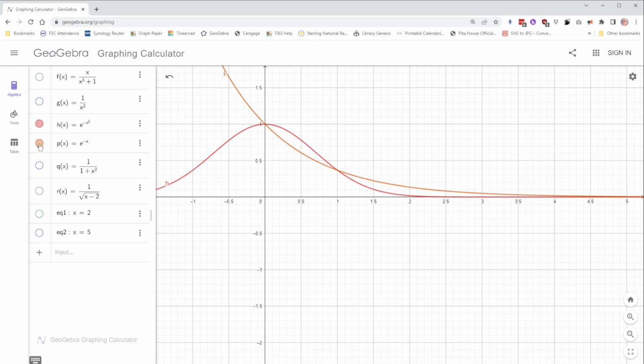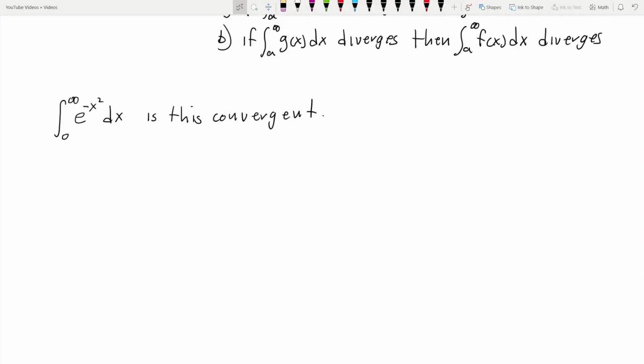Okay. All right, so I don't know if we did this one in the earlier video. I'll do it again just in case. But take a look at e to the negative x. If x is greater than 1, e to the negative x is greater than e to the negative x squared. So if I split this integral up and I write it this way, from 0 to 1, e to the negative x squared dx, plus 1 to infinity, e to the negative x squared dx.